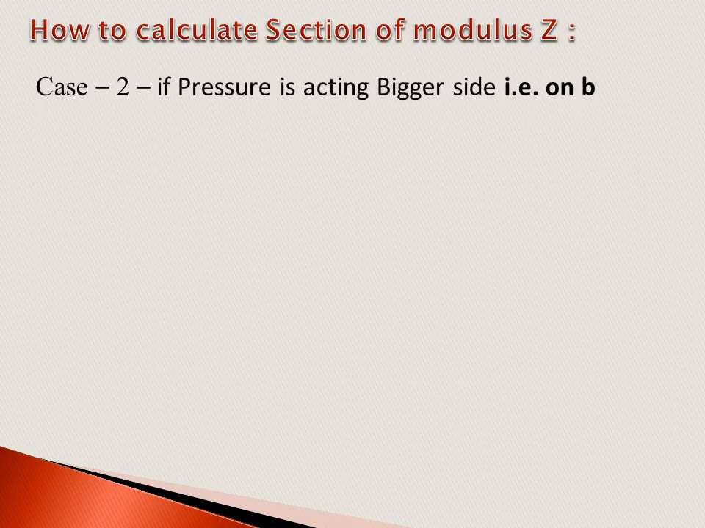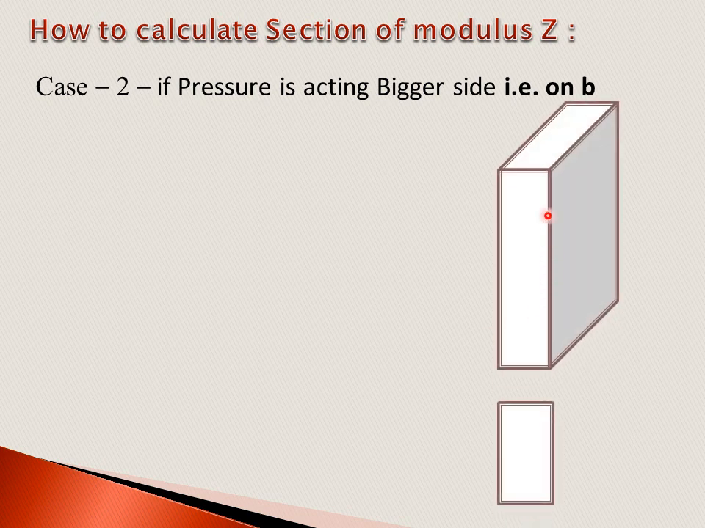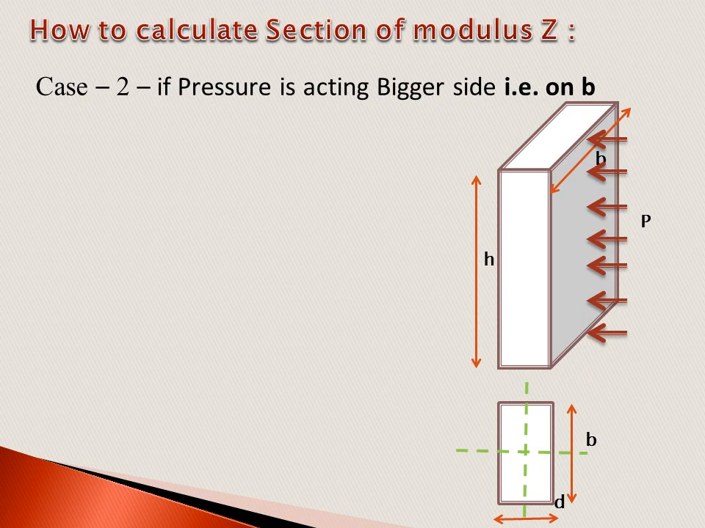Now, case 2. In case 2, if pressure is acting on the bigger side, that is on B, this is the example of the wall. In this, the pressure is acting on the width. Therefore, we put the width in the vertical direction and the depth in the horizontal direction. These are the dimensions of the wall. The pressure is acting on B. This is the pressure which is acting on the width of the wall.